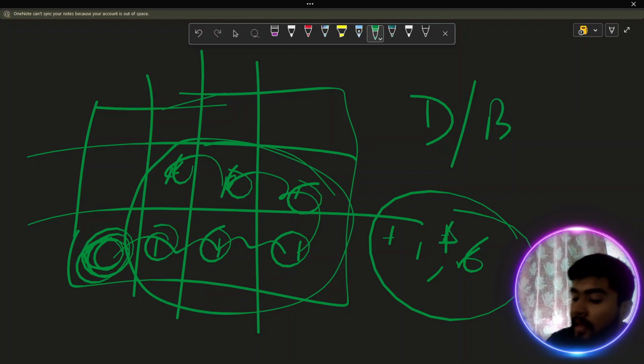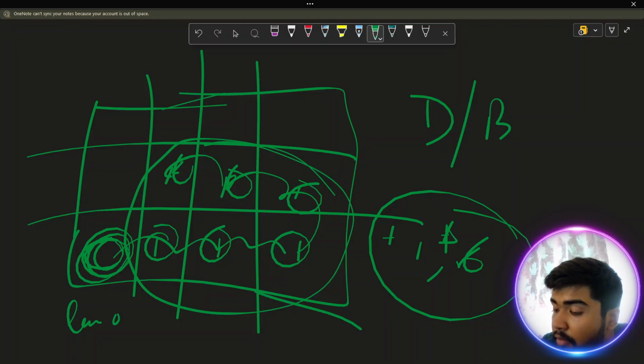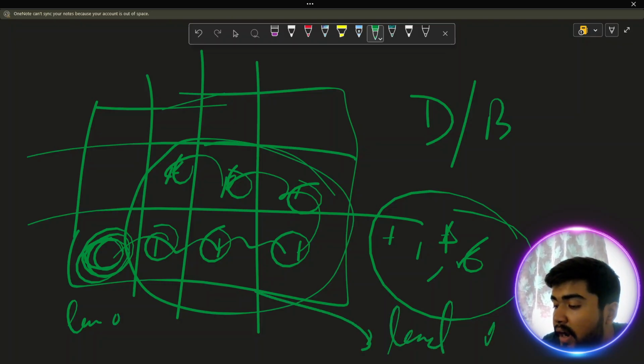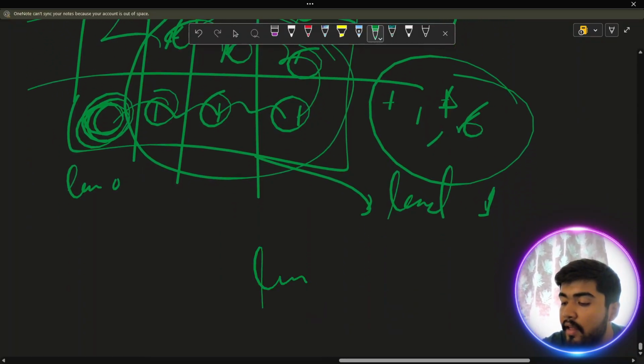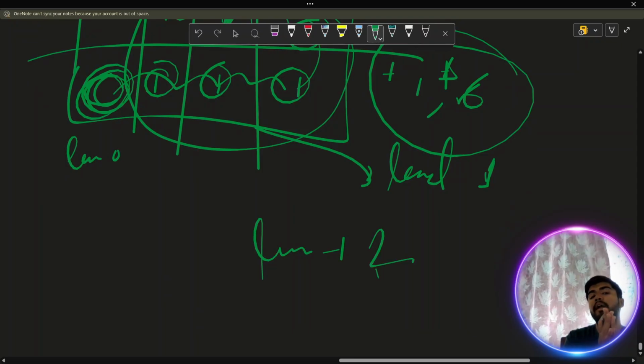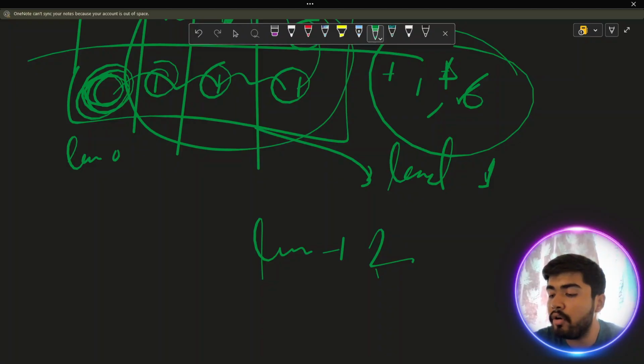If I consider this the level 0, and these all are my level 1, right? This is all my level 1. And from here everyone will expose to +6, and those all are my level 2. Those all are my level 2. Agreeing, guys? Totally agreeing? Yes, you are bound to agree with that.